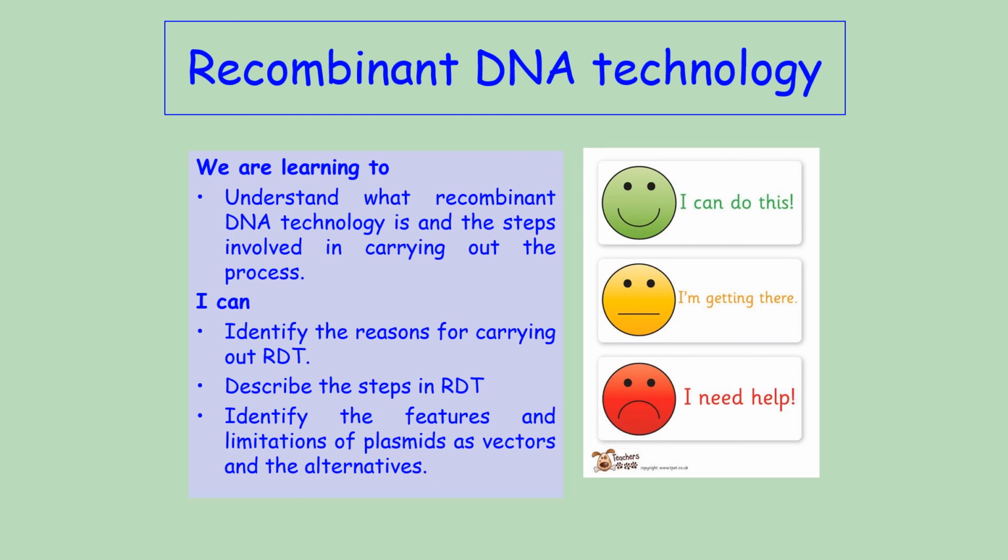So what are those extra genes that we need within the plasmid to help our gene of interest be carried into our target organism, and then also the limitations of plasmids and the alternatives that we can use instead of that.